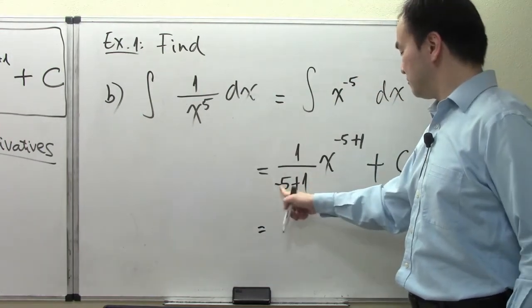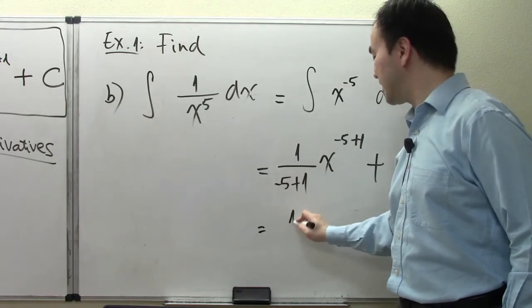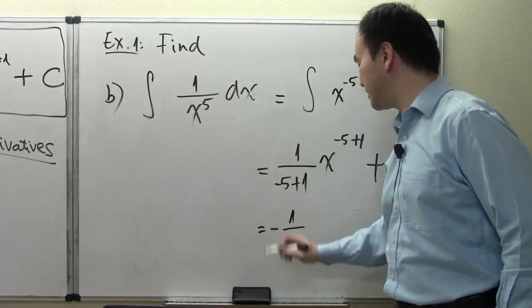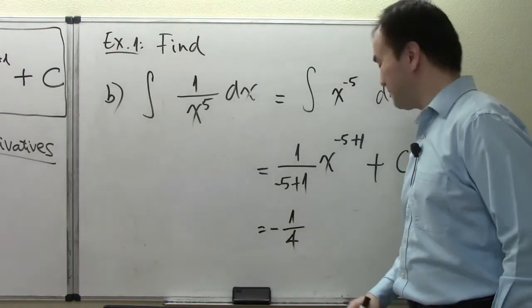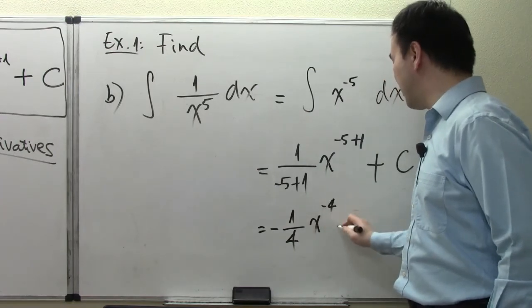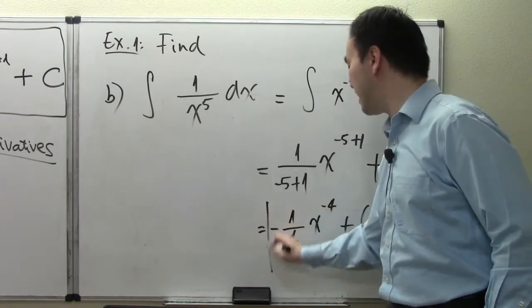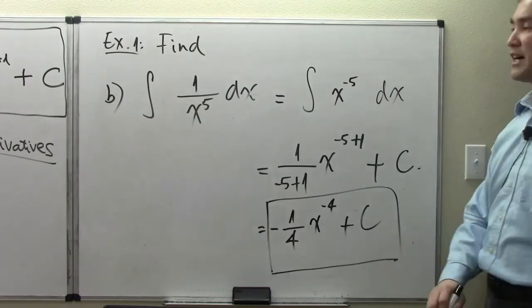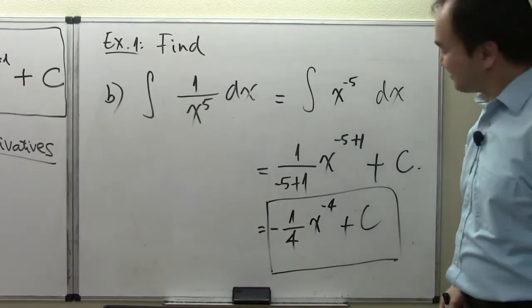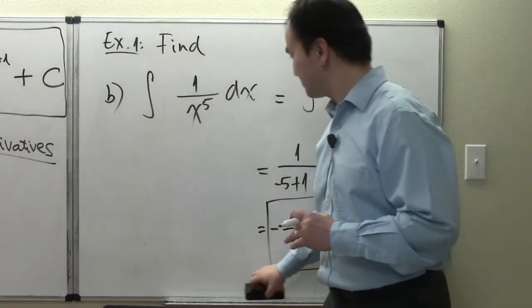1 over, well, negative 5 plus 1 now is easy enough. 1 over negative 4, so I can have a negative 1/4. How's that? Okay, and then x to the minus 4 power plus c. Now we have our final antiderivative for that. Okay, all right, so let's look at another one.